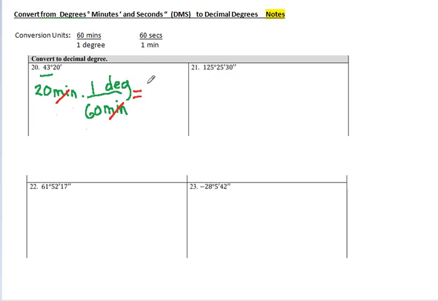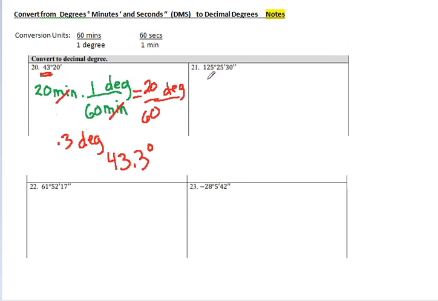So we're going to be going into degrees. What that leaves you is 20 over 60 degrees. You can then just reduce this, and that reduces down into 0.3 degrees. Now, what we're going to do is then stick that along with the degrees that we have right there. So we have 43.3 degrees. And that's what it looks like in decimal form. Okay, let's do another one.